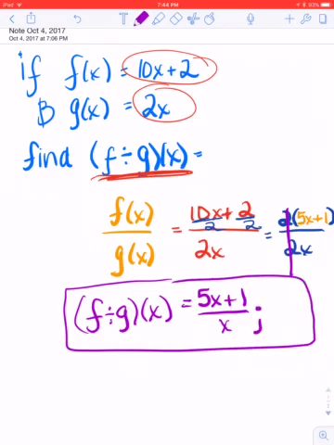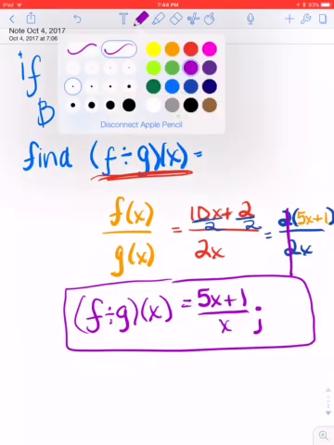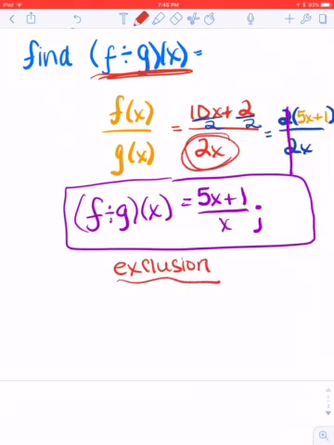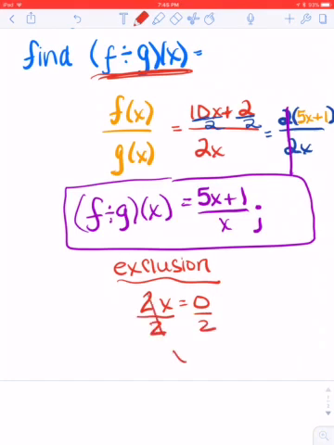Now, we usually have that little semicolon, and then the piece that we have to deal with is the exclusion. So with the exclusion, we take what started out in the bottom of the fraction, which was this 2x. I'm going to take that and set it equal to 0 and solve. In this, I would just need to divide by 2, and I have x equals 0.